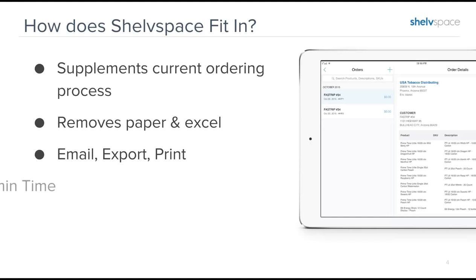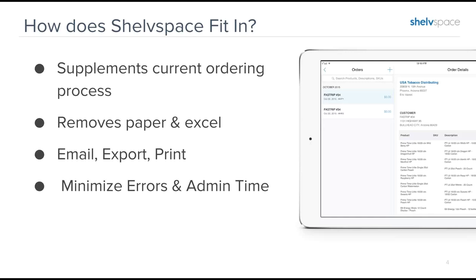Orders are placed through the Shelvspace mobile app, very similar to completing a form, for those that are familiar with our retail reporting, which can then be easily emailed, exported, or even printed right there using the Wi-Fi or Bluetooth connection. With our customers, we've seen that this helps to minimize errors from double or even triple entry, or if you're like me and have horrible handwriting, this is going to be your saving grace. And additionally, there's obviously a huge amount of admin time saved for both those out in the field completing the orders as well as those in the office.